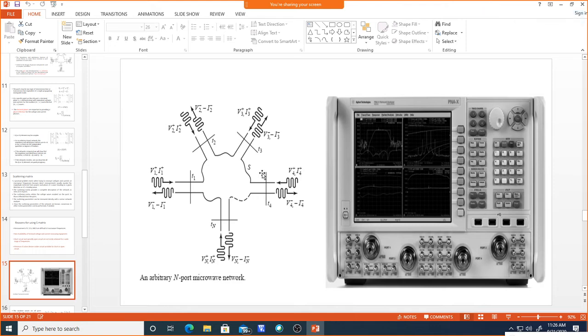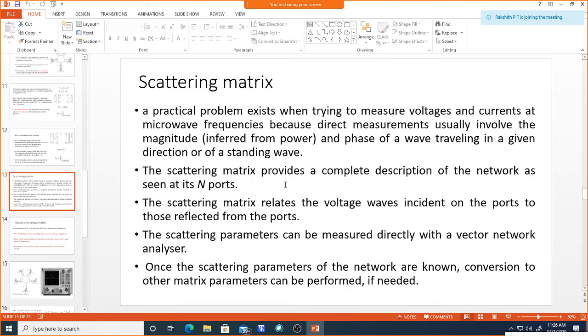Generally it will give the power value. If you want the voltage, you can extract it from those power values. So direct measurement of voltage and current is not involved; it is derived from power. That power is extracted based on the standing wave, that is, the incident wave as well as the reflected wave.